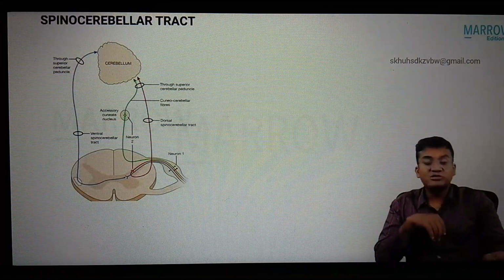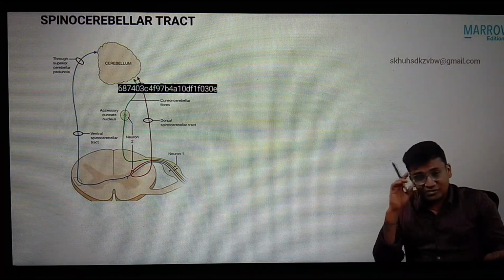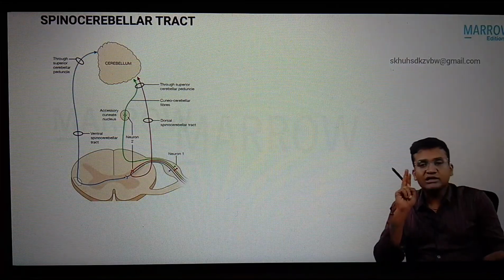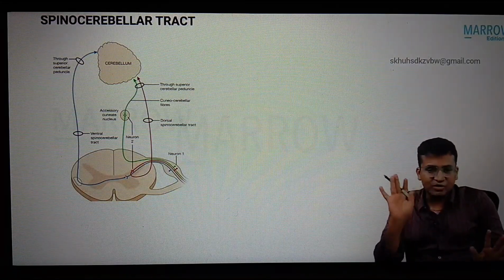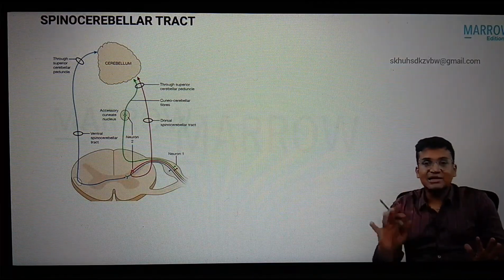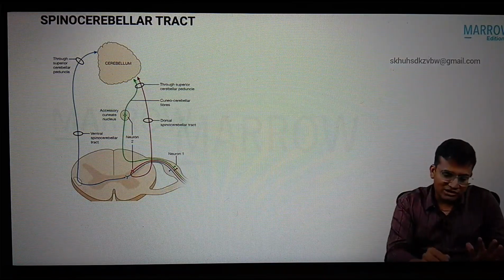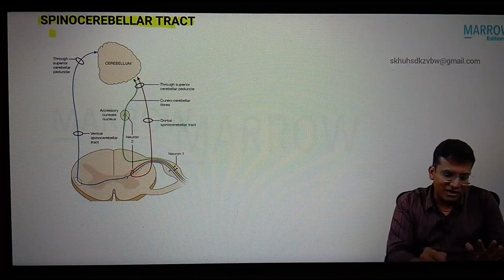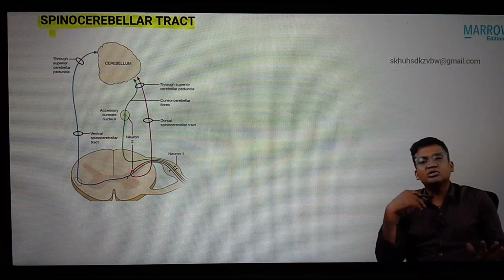Next, the spinocerebellar tract. See, the spinocerebellar tract has only two orders of neurons. Only the second order neuron is present. They do not have a third order neuron. Why? Because it is the spinocerebellar tract. It is not going to the thalamus.